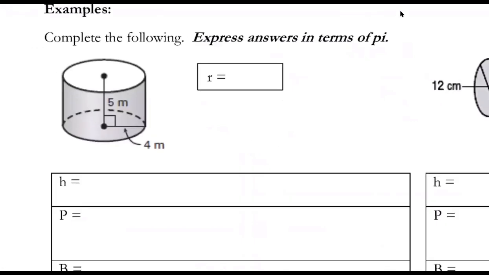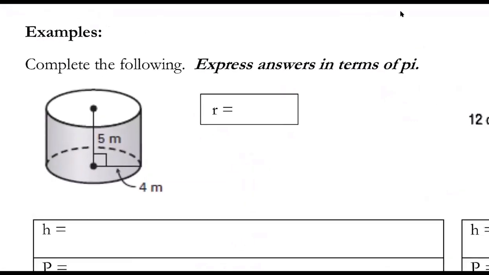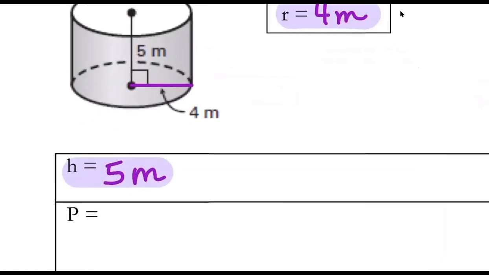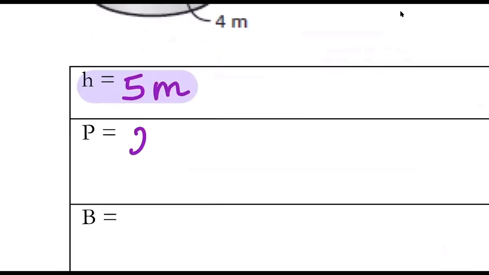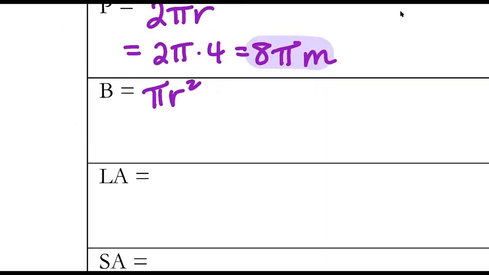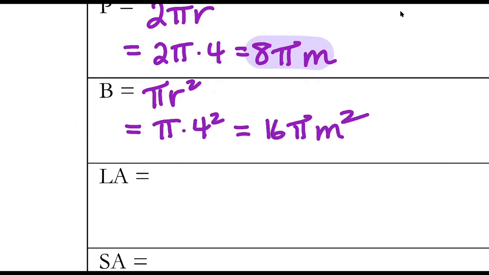So first of all, here's a cylinder. What is the radius? Okay, so the radius is right here, 4 meters. What is the height? Well, the height is the perpendicular distance between the bases, so it's 5 meters. Perimeter. Perimeter is just simply the circumference. So 2 pi times the radius. So 2 pi times 4, or 8 pi meters. Okay, for base area, it's a circle, so pi r squared. That'll be pi times 4 squared, or 16 pi. Again, that's area, so meters squared.